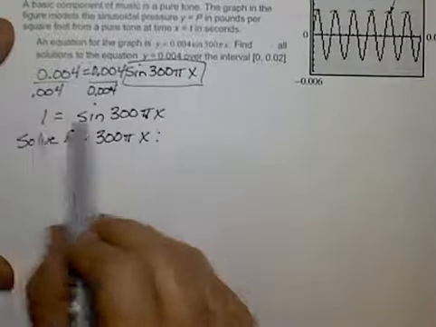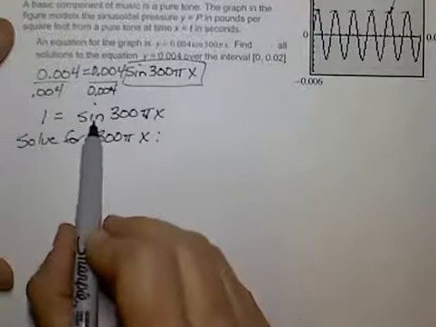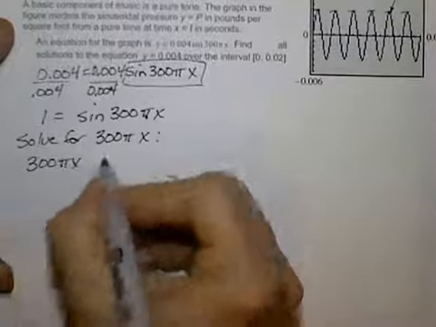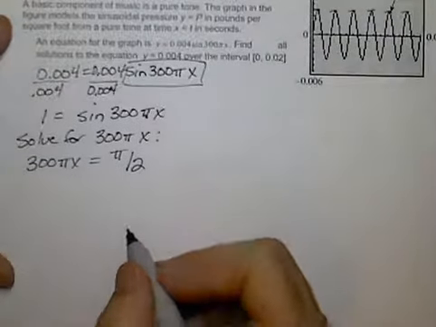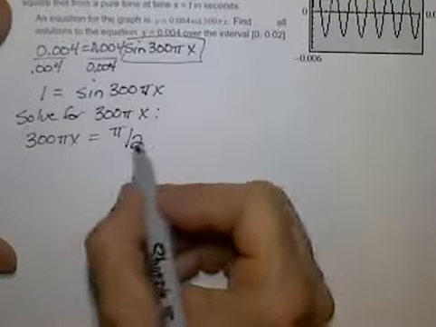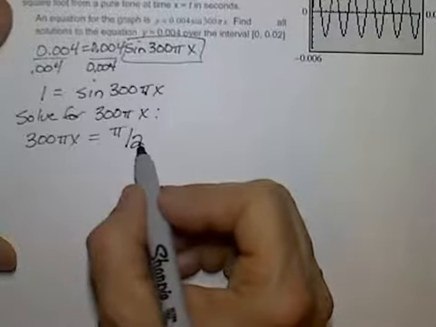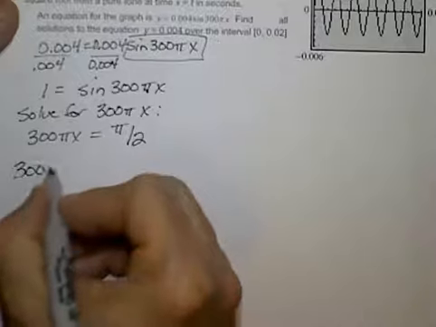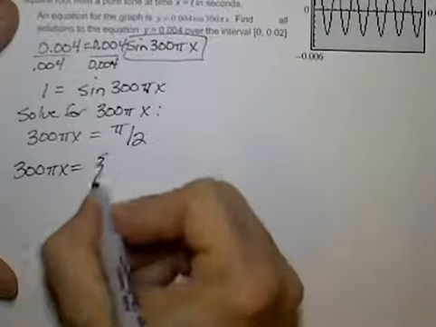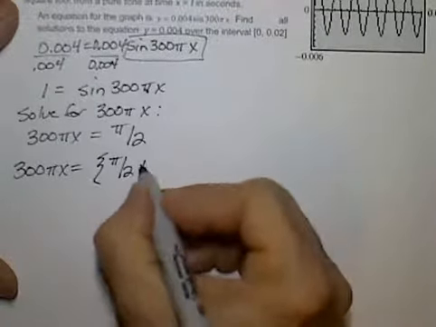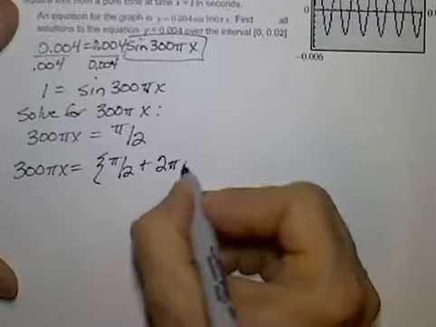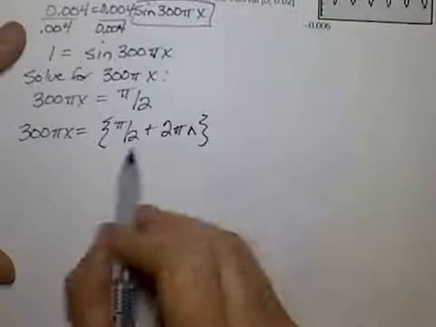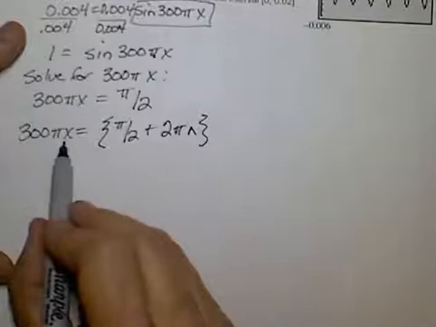Between 0 and 2 pi, where sine is equal to 1, that happens at pi over 2. 300 pi x would have to equal pi over 2. That's our only solution between 0 and 2 pi. Now we want to write down all solutions. So we're just going to take this one and add 2 pi times n. Those are all of our solutions for 300 pi x.